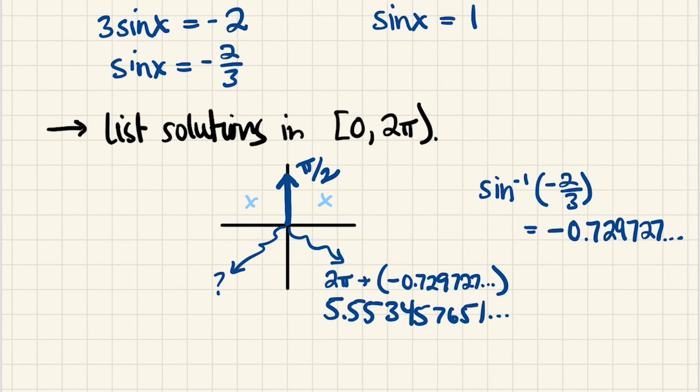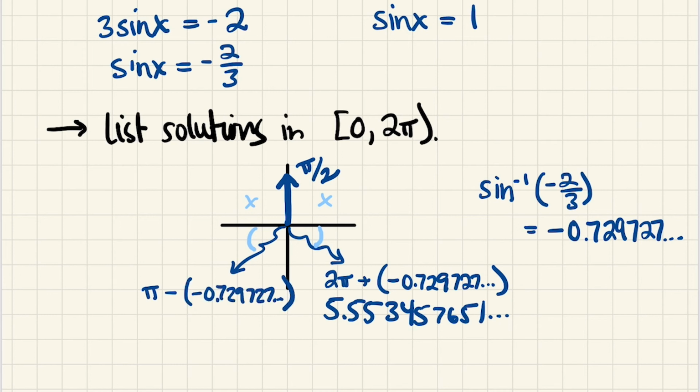Okay, and again, the third quadrant solution is a little bit trickier, but we do know that it shares the same reference angle as the fourth quadrant solution. So that reference angle is just the positive version of that negative 0.7. So if we just take pi radians and we add the positive version of this number here, then we're going to get this unknown number right here.